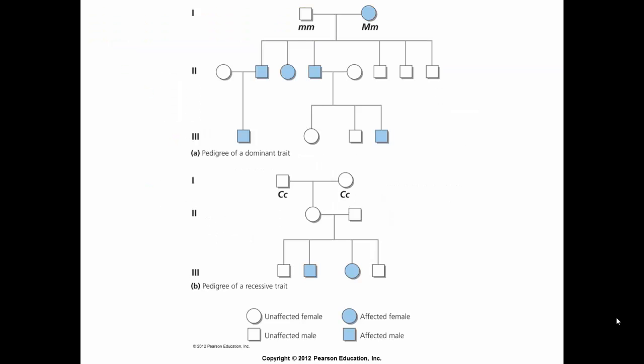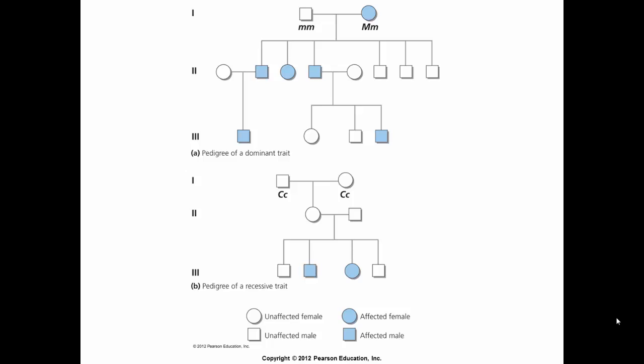And this shows an example of a pedigree. Autosomal, or non-sex chromosome, dominant traits are typically seen in each generation. In other words, they don't skip a generation, such as the example that shows in A, whereas recessive traits, when looking at a pedigree, typically will skip a generation.